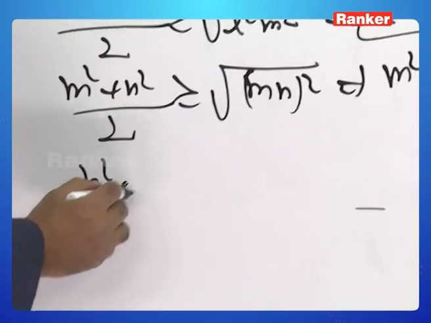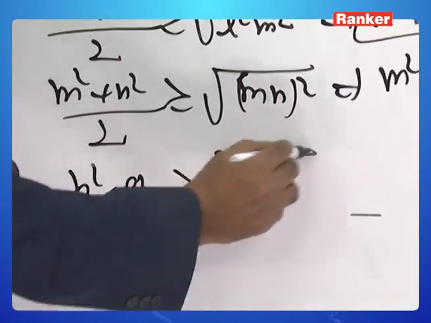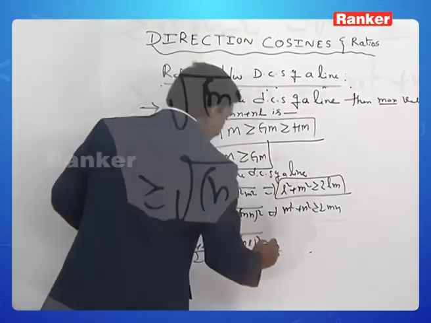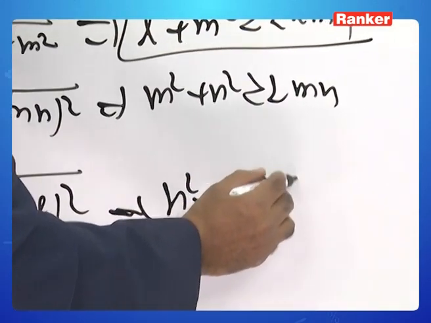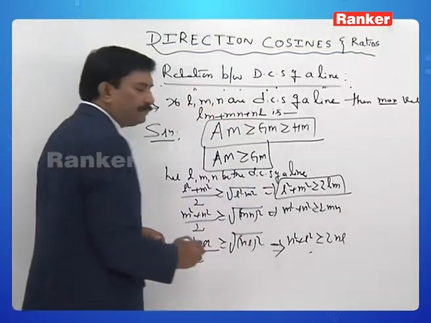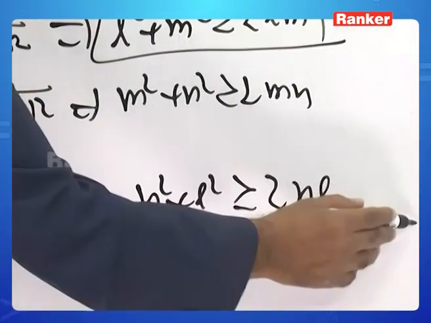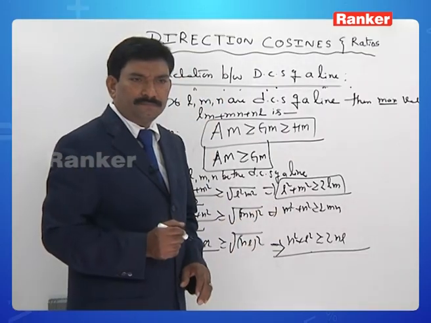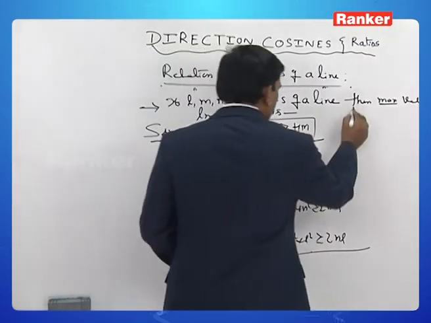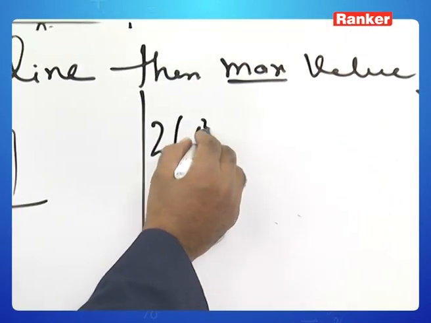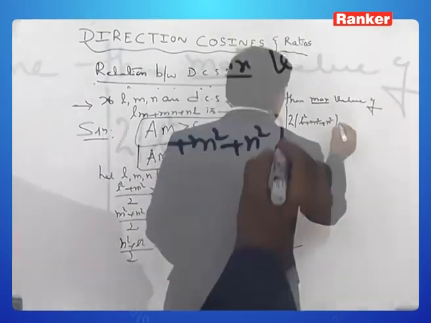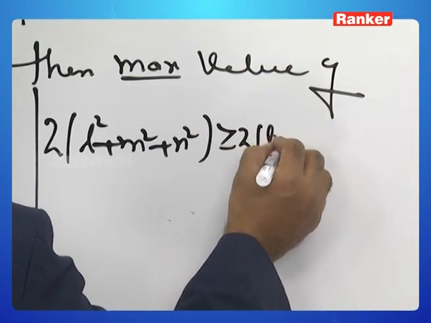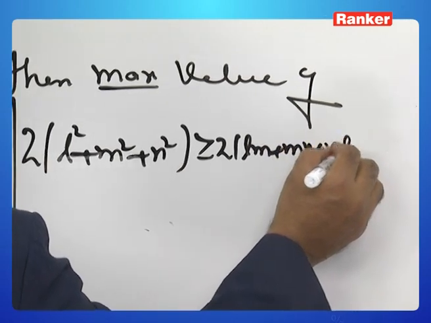Next, N square plus L square by 2 is greater than or equal to NL, or N square plus L square is greater than or equal to 2NL. Add all the three results. We get 2 times (L square plus M square plus N square) is greater than or equal to 2 into (LM plus MN plus NL).